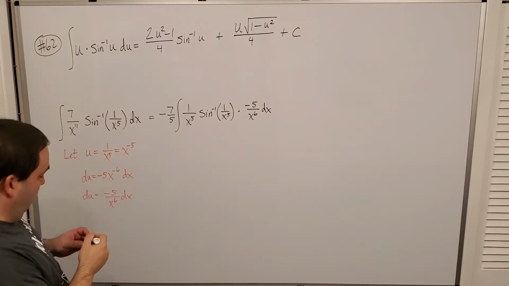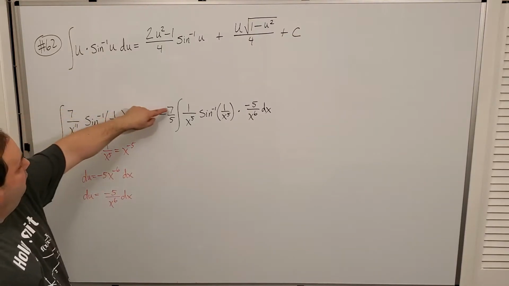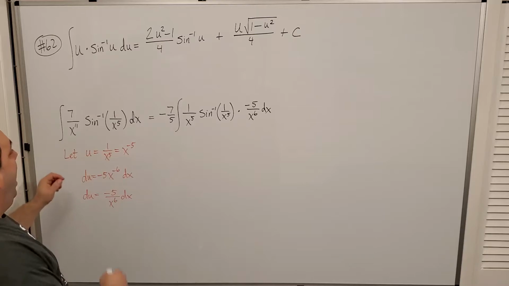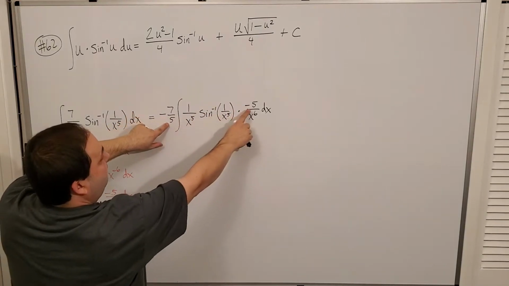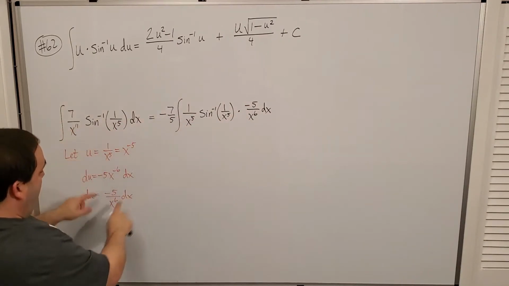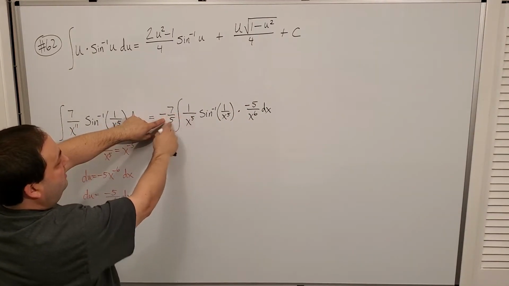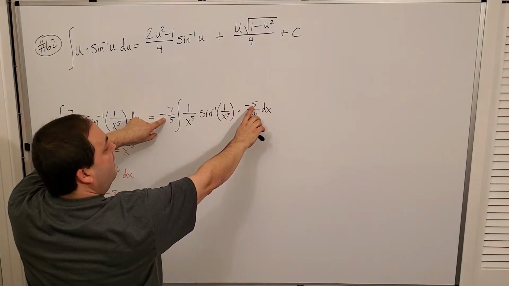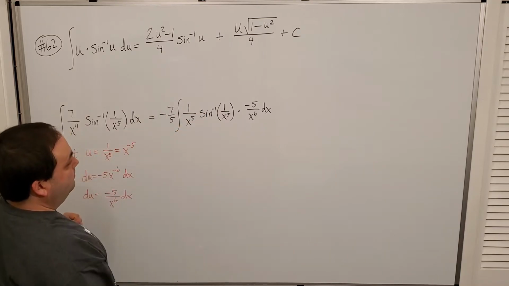Now bear with me here. Look at what I've done. I took the 7 out front, right? I multiplied and divided by negative 5 at the same time, and that was to accommodate my substitution. So you see the negative 5 consequence is here, and the negative 5 that I need for the substitution is there. I multiplied and divided by it.